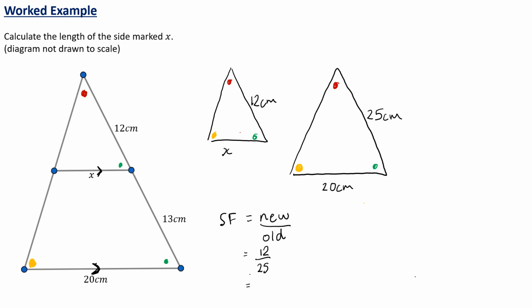Just clear this, and this. 0.48. That implies that to get from here to here, I've multiplied by 0.48. Therefore, from here to here, we need to multiply by 0.48. So X is going to be 20 multiplied by 0.48. We're clearly expecting our answer to be smaller than 20. We should be getting 9.6 centimeters, and that is indeed smaller than 20.